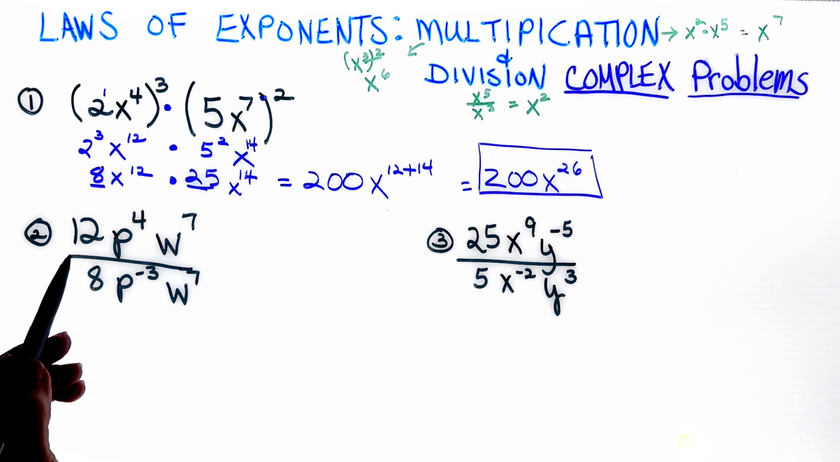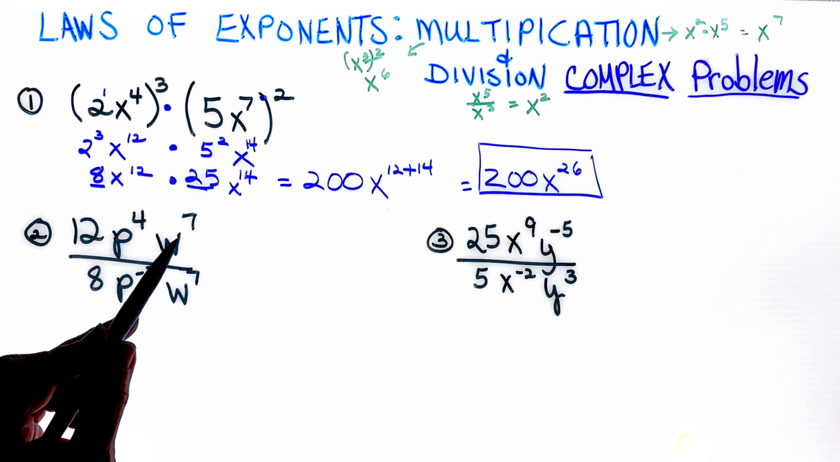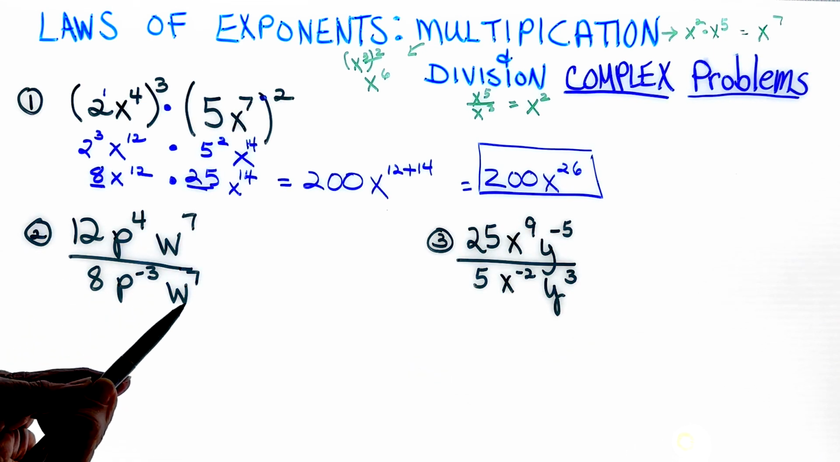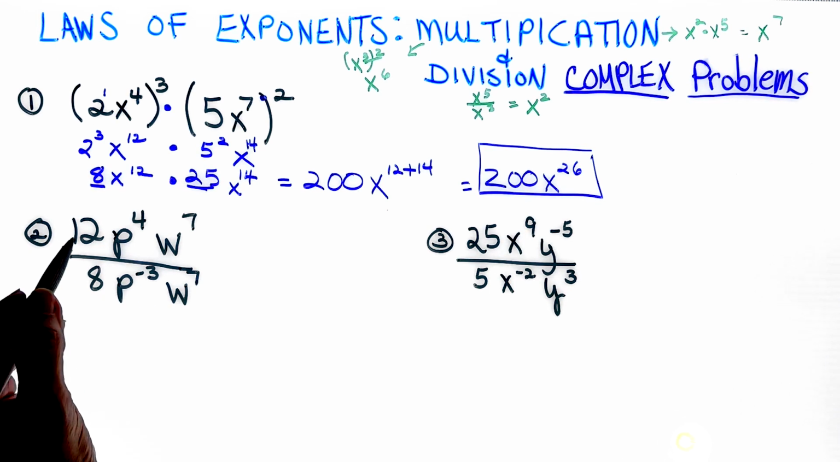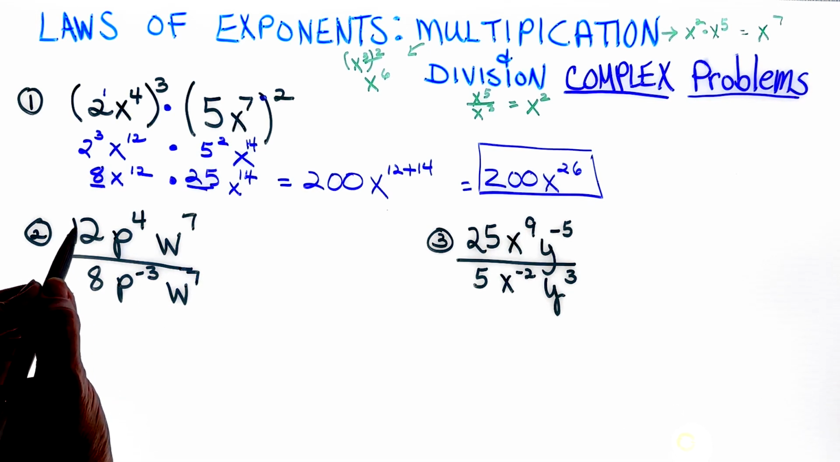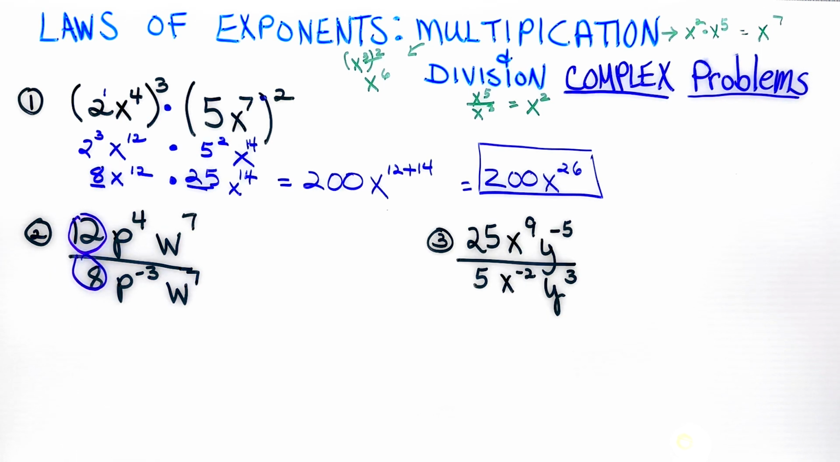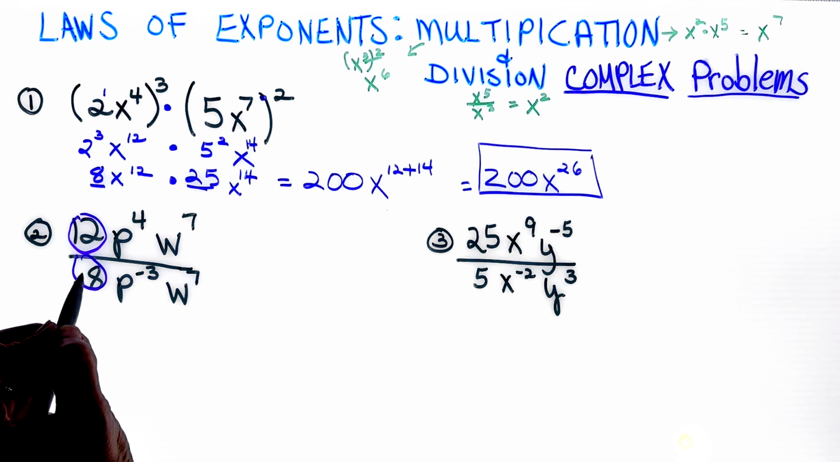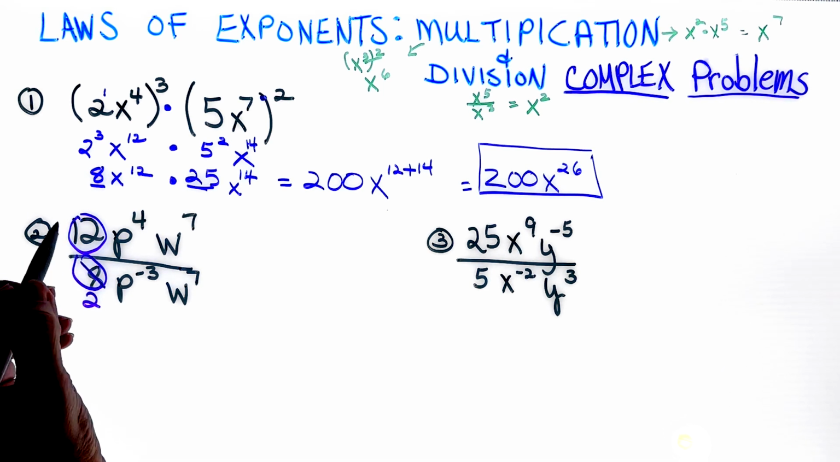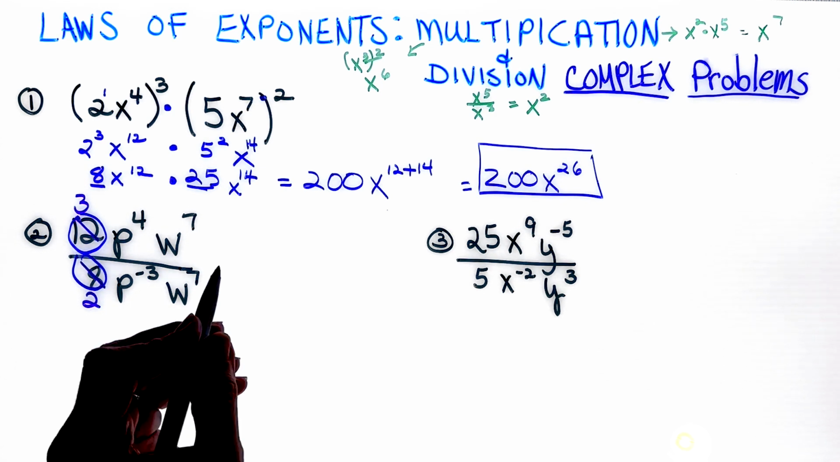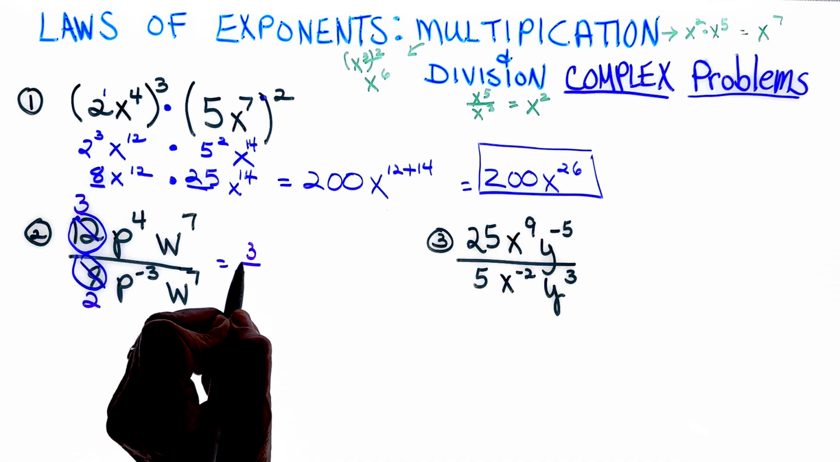All right, problem number 2. I'm looking at it, and I have 12 p to the fourth, w to the seventh, over 8 p to the third, w to the seventh. So right away, I see that I can simplify the coefficients because they have the factor 4 in common. So 8 divided by 4 is 2, and 12 divided by 4 is 3. All right, so now I see I have 3 halves so far.